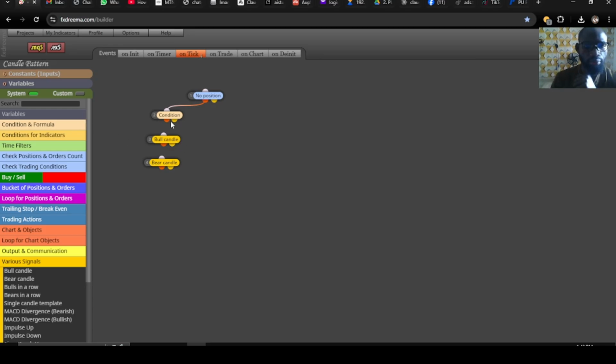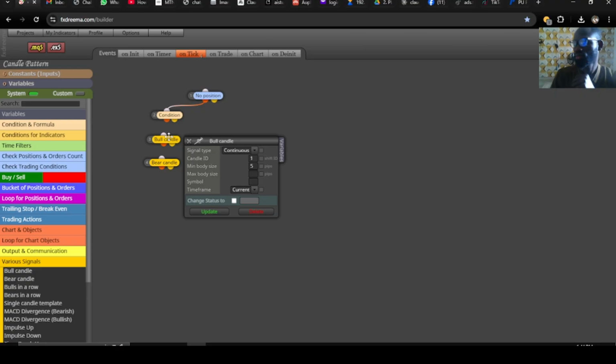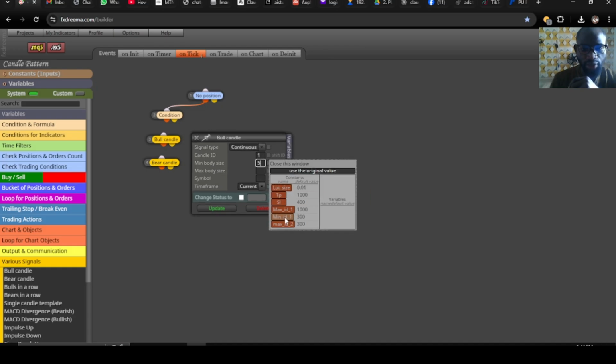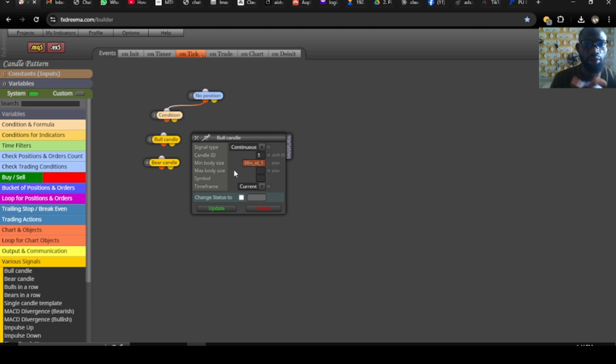All right, so now let's edit this bullish candle. The minimum, let's change the minimum to 300, which is the candle minimum ID we used in the first place.